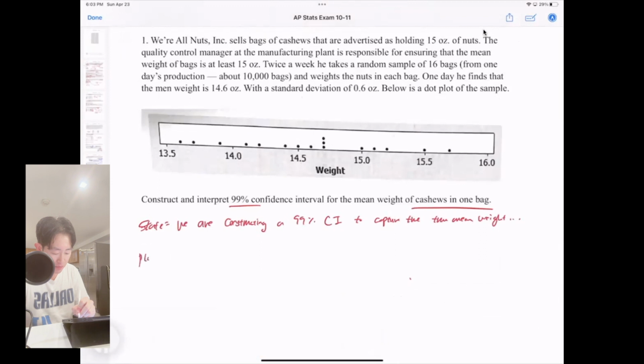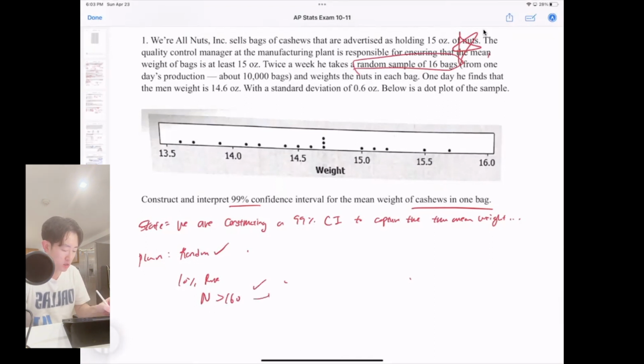Now, planning, do we have random samples? Yes, we do. We have a random sample of 16 bags. It's clearly stated right here. Next, the 10% rule states that the capital N has to be greater than 160, which I believe this manufacturing plant will make. Sometimes I ask you guys for a sentence here just to explain why this would make sense.